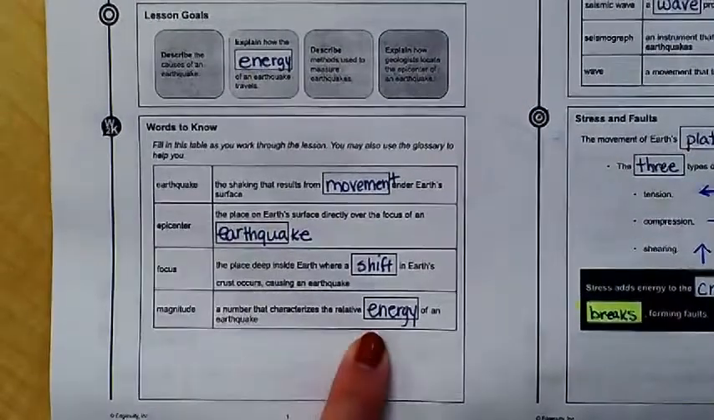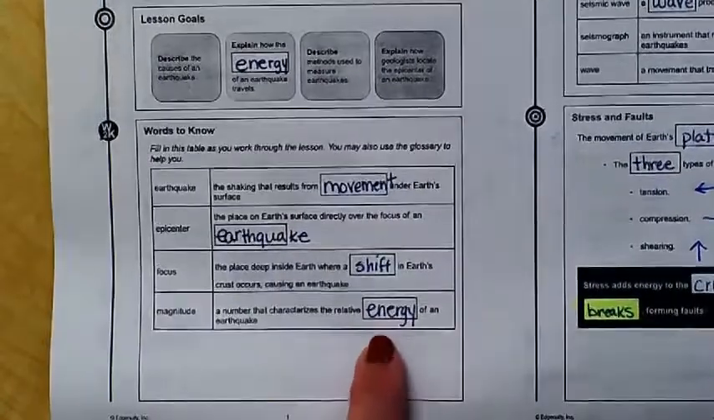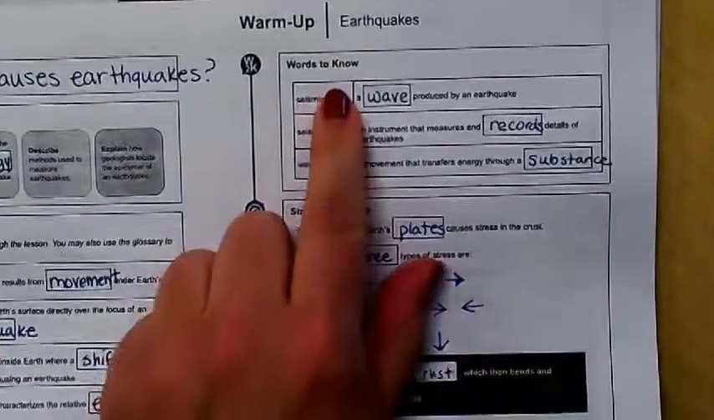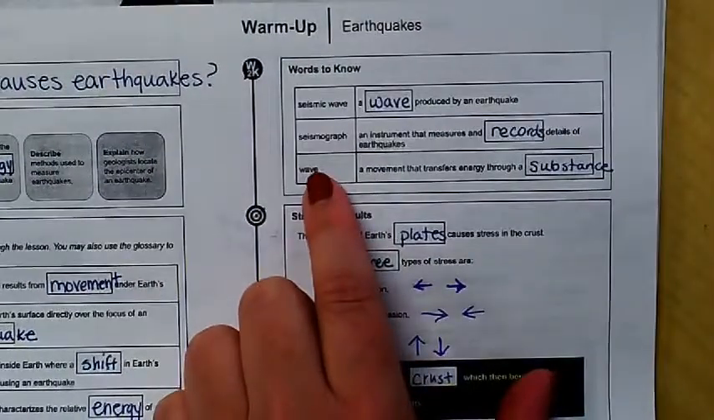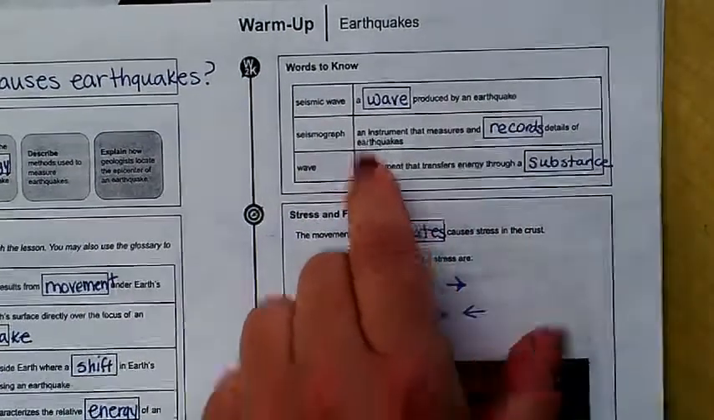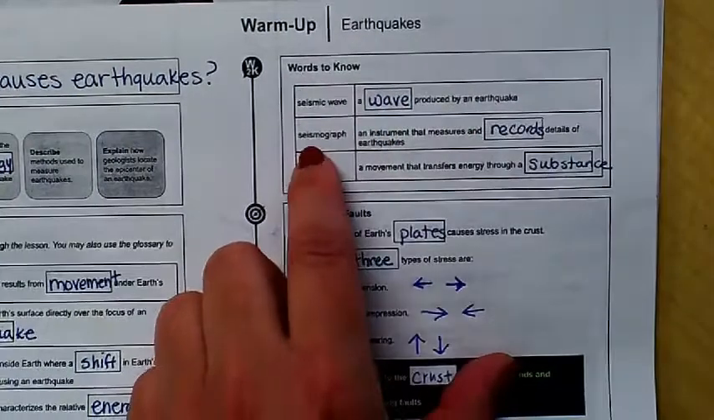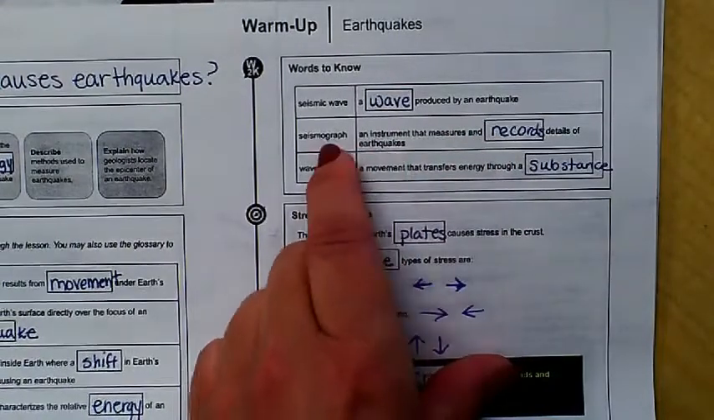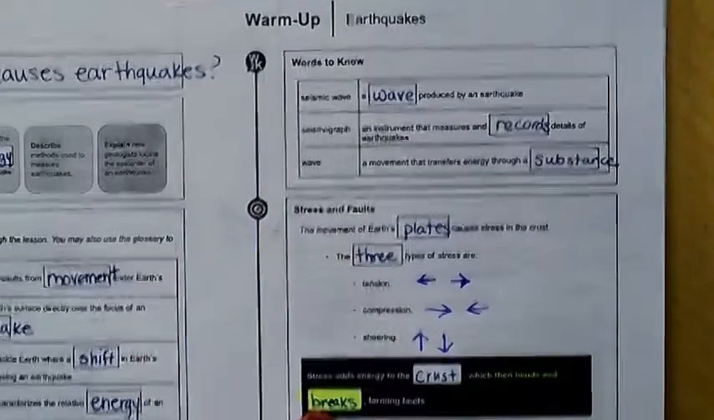Magnitude is the number that characterizes the relative energy of an earthquake, so how much energy is being released. A seismic wave is a wave produced by an earthquake. If you remember back in waves, a wave is a movement that transfers energy through a substance, and seismic waves are specifically those produced by an earthquake. A seismograph is an instrument that measures and records details of the earthquake. So the seismograph is the actual tool that scientists use.